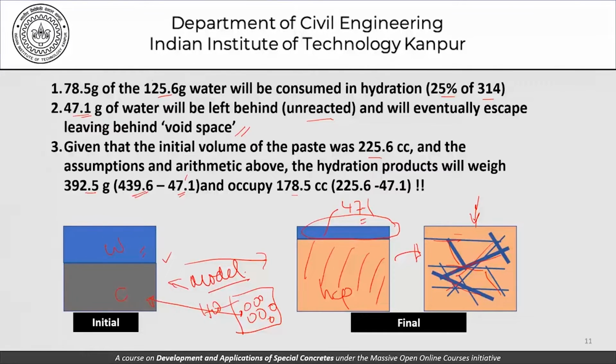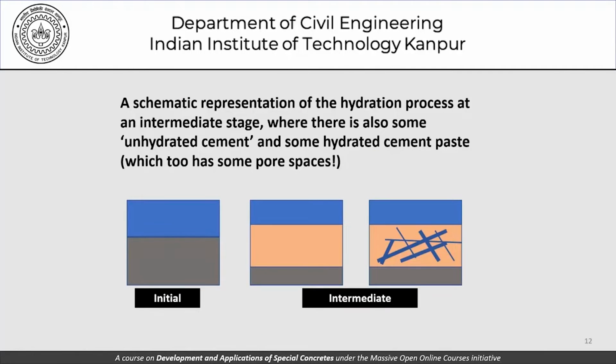This is the water which is available all over the paste, and the total of this water is equal to the volume of unreacted water. And therefore, what I said about the hydration products and the water present within the hydration products at the final stage is also true at the intermediate stage. That is, the HCP here in the intermediate stage also has a certain amount of water sitting within the HCP.